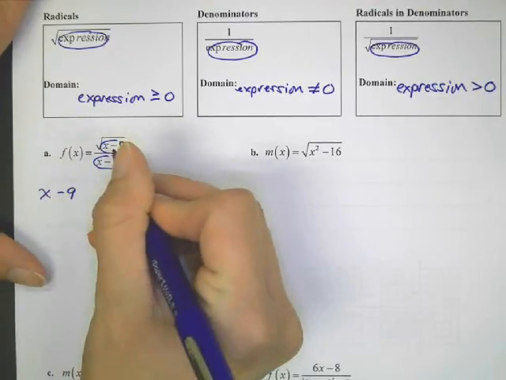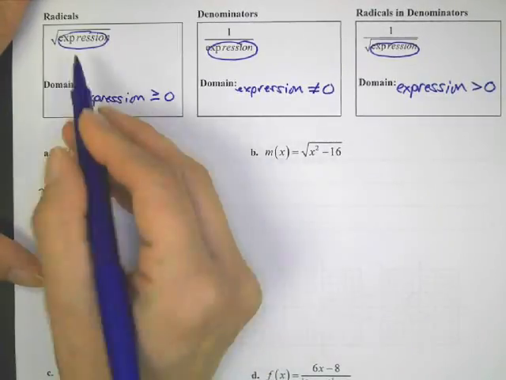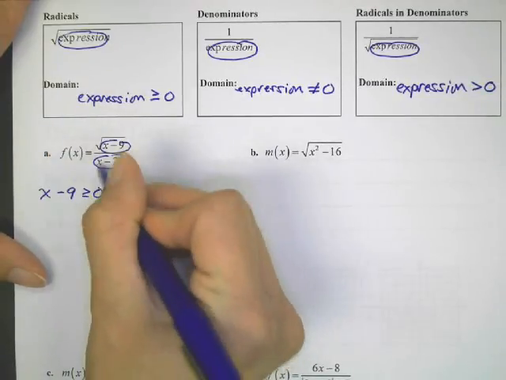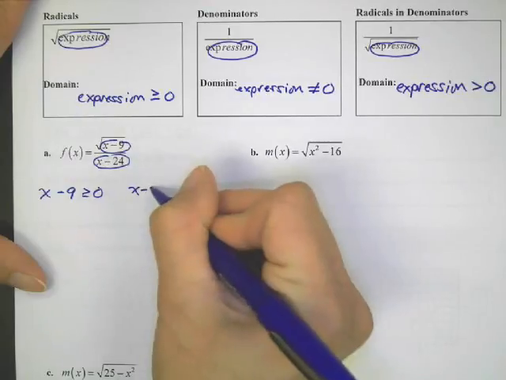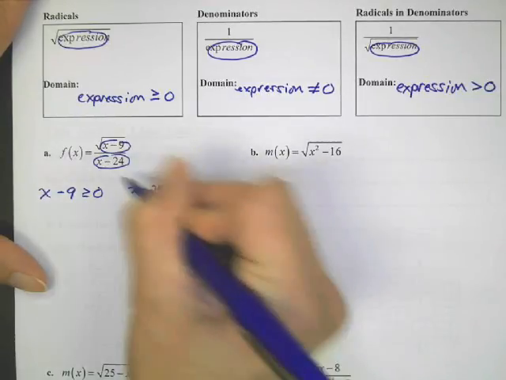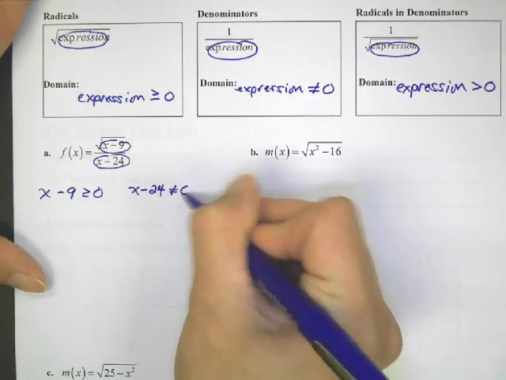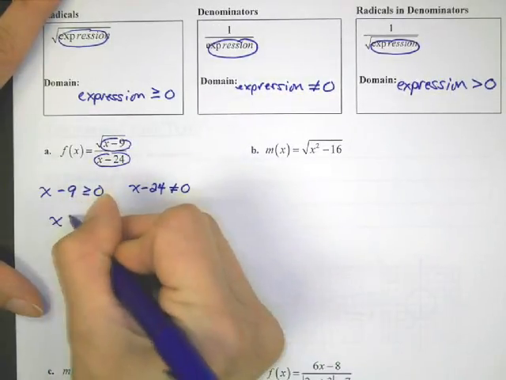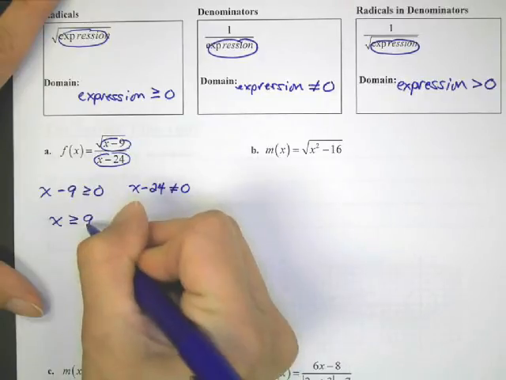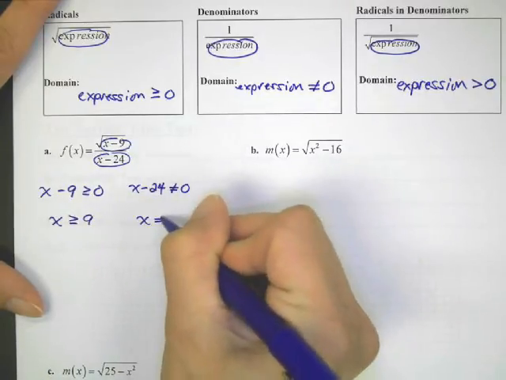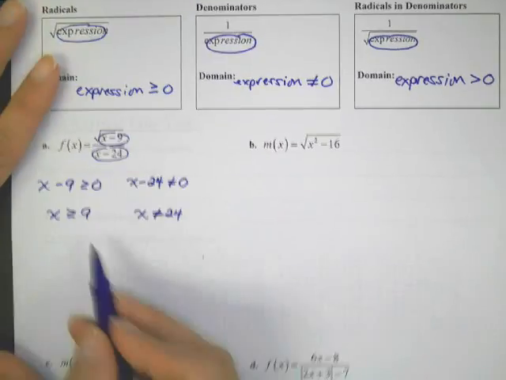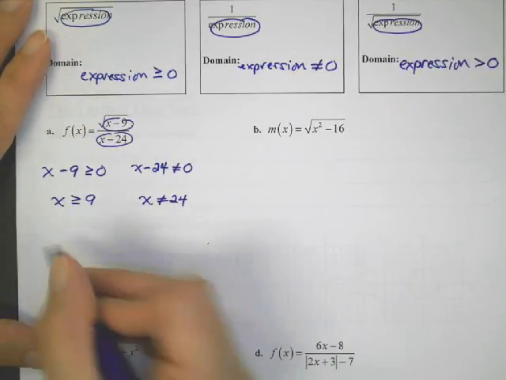Okay, so let's take a look at the first one. X minus 9 is under a radical. That's in the numerator, so we're going to be greater than or equal to 0. But the denominator, that expression there, since it's in the bottom, cannot equal 0. So let's solve these two little problems. X has to be greater than or equal to 9. X cannot equal 24.